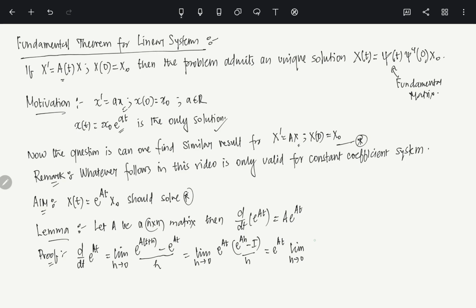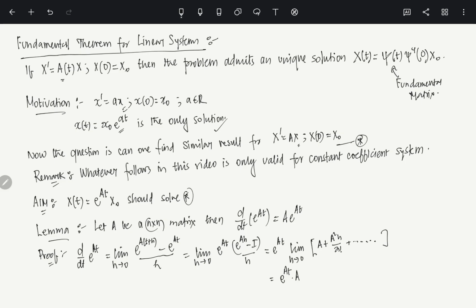I can take the e^(At) outside because it does not depend on h. So limit h tends to 0, (e^(Ah) minus identity) by h, what is e^(Ah)? It is nothing but 1 by h, (A h plus A squared h squared by 2 factorial plus ...), so the 1 by h will get cancelled. Now this is nothing but e^(At) times A, right?